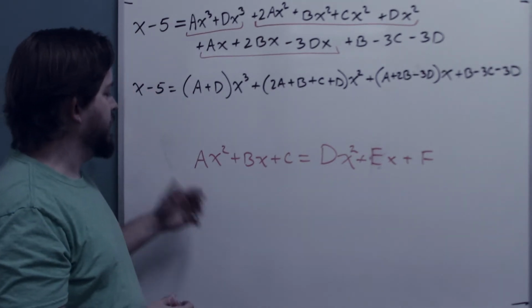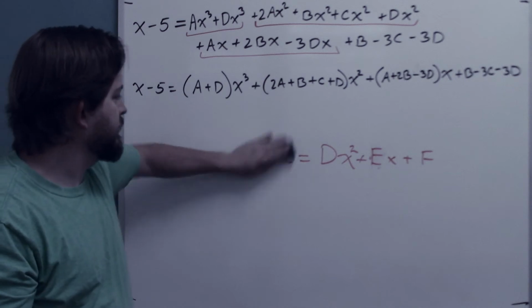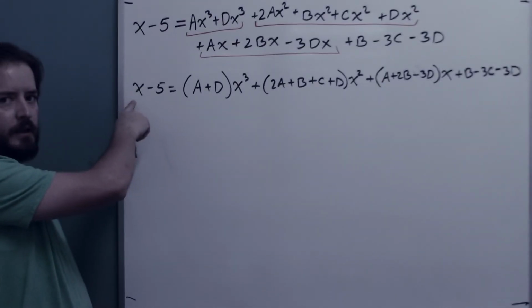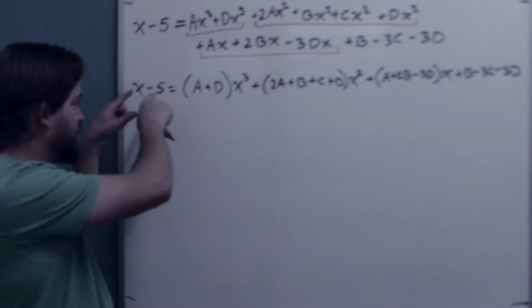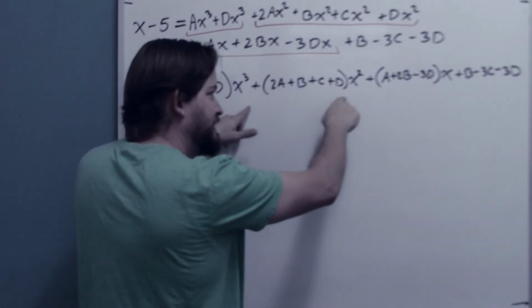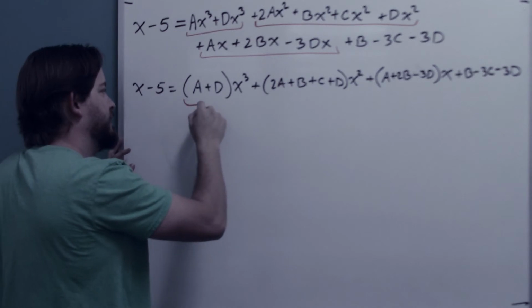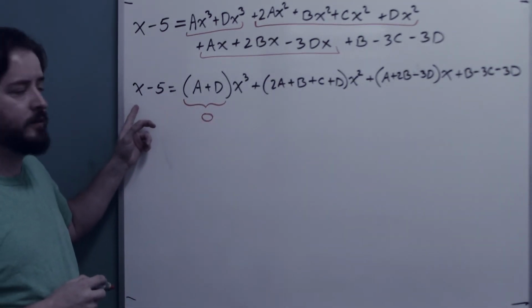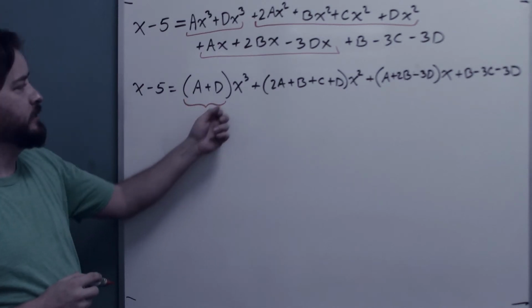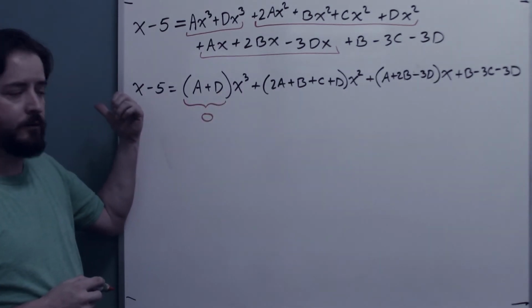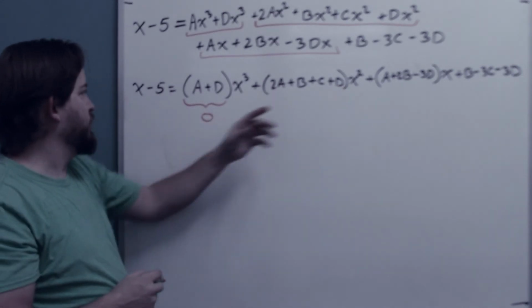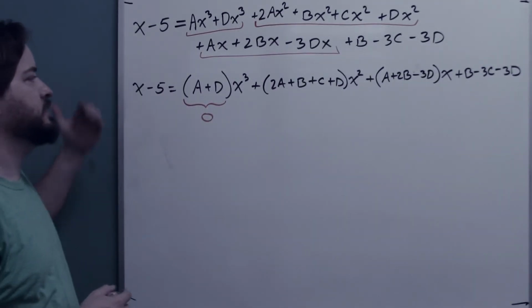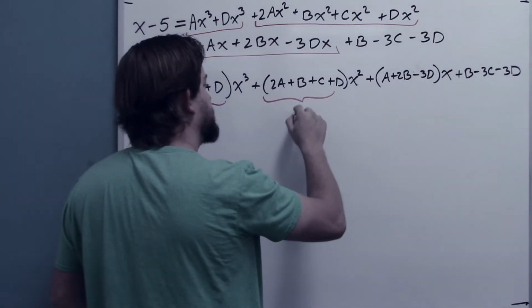So that's what I'm saying here, is that I have a polynomial on the left that is x minus 5. In order for this x minus 5 to be the same as this on the right-hand side, a plus d has to be 0. It has to match up the x to the third term on the left. A plus d has to be 0 because there is no x to the third term on the left. Likewise, the x squared term on the right has to match the coefficient of the x squared term on the left, which is 0 because there's not one there.